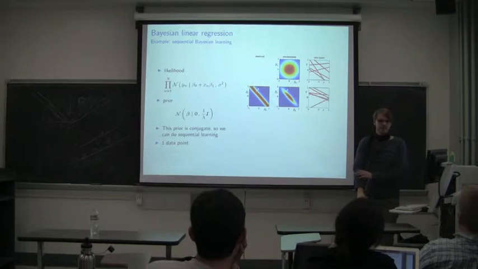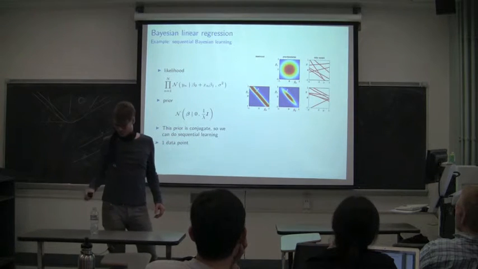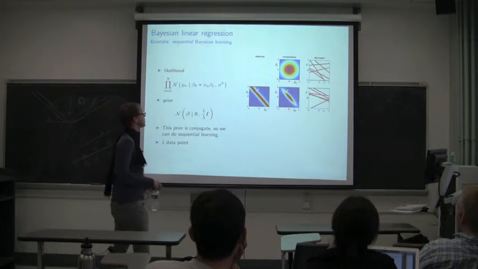So why are we doing this? Because we want to learn the true function. We want to learn the true beta.